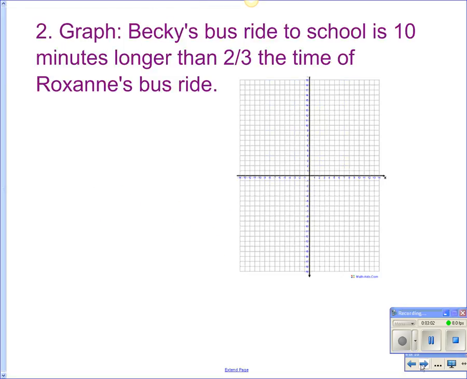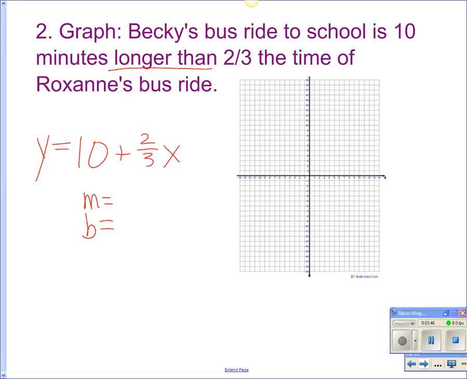Number 2, Joey, read this one. Good. I need to make this a y equals. Gracie, what would my y equals be? What's the first number? 10. What do I need to do for longer? Put a what sign? Plus. 2/3. And what am I going to do for the time of Roxanne? What letter am I going to put? X. Good. Okay. Let me do my M and my B.